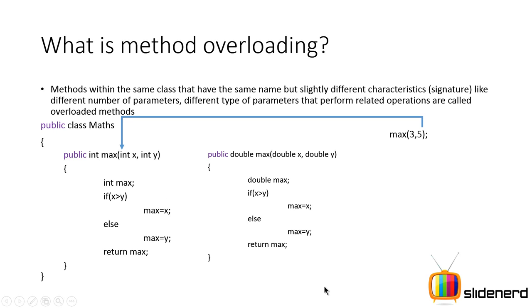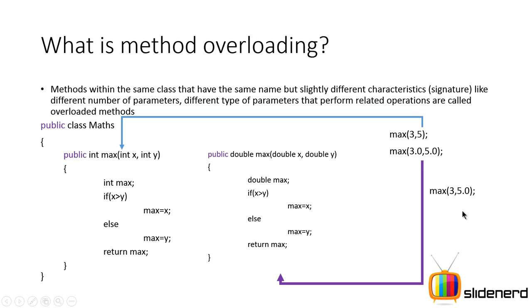Now let's find out what happens when I say max(3, 5) inside my public static void main. It is going to call this max because 3 is an integer and 5 is an integer, and the compiler is like, okay, there are two methods with the same name, but which one matches my types? That is the first one, so it calls the first max. But if you say max(3.0, 5.0), the compiler again sees two methods with the same name. 3.0 is a double, 5.0 is a double. Where is the method that takes double, double? It's this one, and hence I should call this.